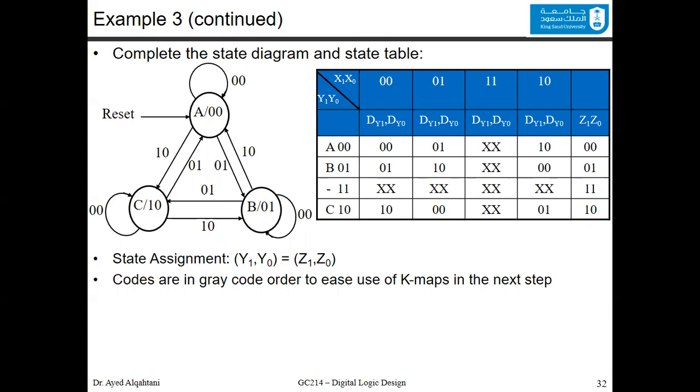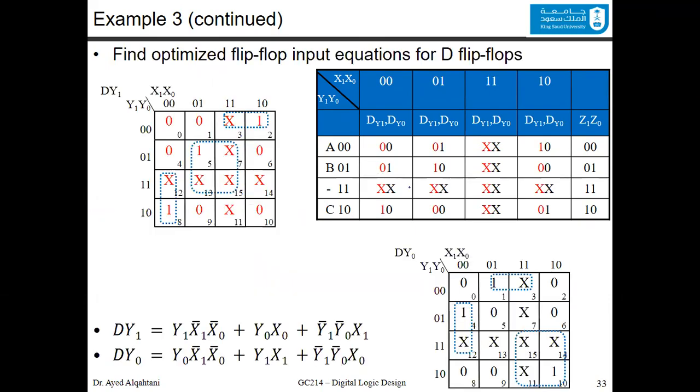Now, from this table, what we are going to do is find the equations for our 2 flip-flops. You can see in red, since we have 4 variables, x0, x1, y0, and y1, we will have a 4 by 4 Karnaugh map. And since we made the assignment to match the K-map here and here, we just copy the table: 1, 0, don't care, 0, 1, 0, don't care, 0, and so on.